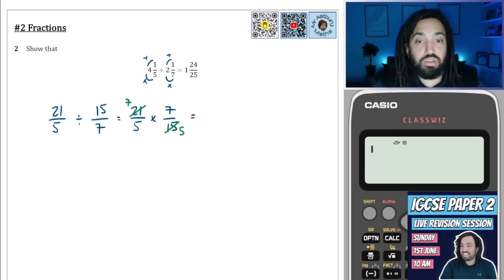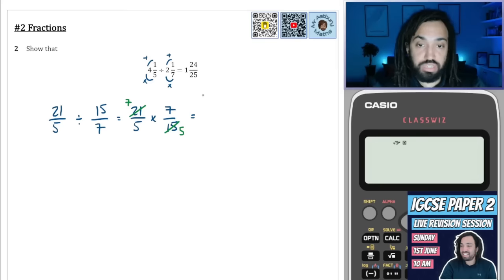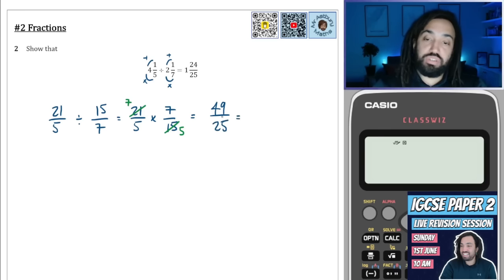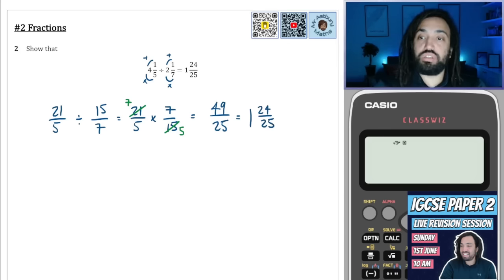Okay, now we can multiply the top by top and the bottom by bottom. We can't do any cancelling here because to cancel you have to have something on top and something on bottom. You can't have two things on top, those 7s won't cancel. You have to multiply them together here, and then 5 times 5 is 25. And then how many 25s go into 49? Well, nearly 2, that would be 50, so it's only 1. And what's left over is 24 25ths. Perfect, and that's our final answer.